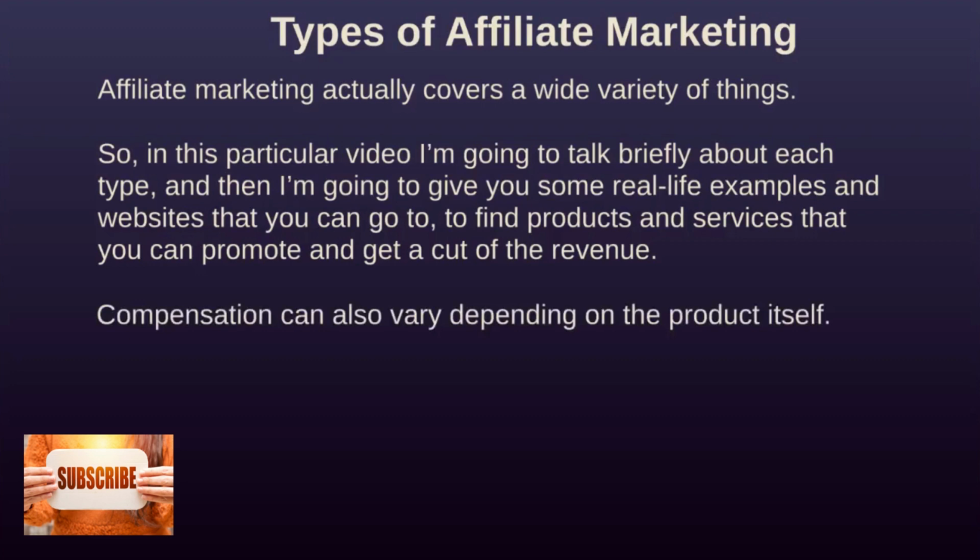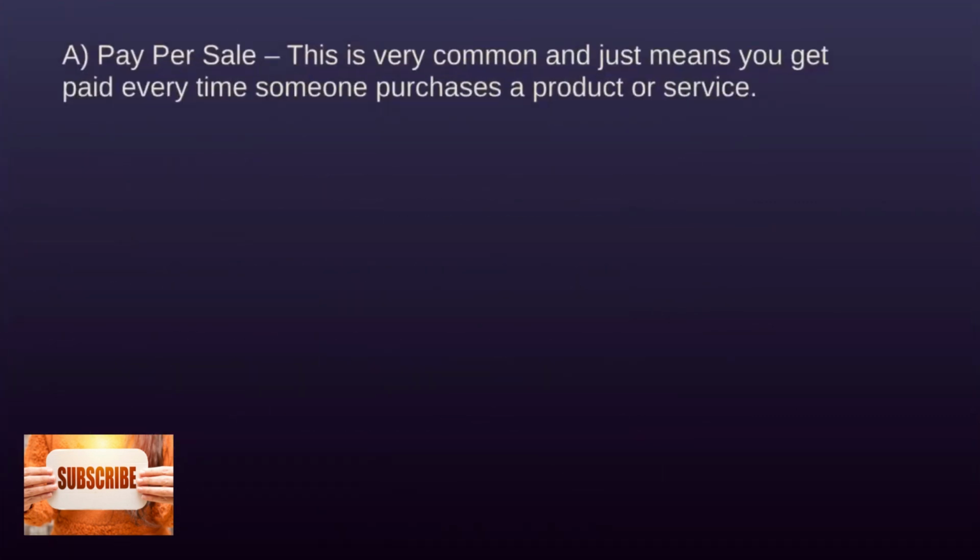Now, compensation can also vary depending on the product itself. So let's talk about the first type. The first type is pay per sale. This is actually very, very common, and most affiliate programs cover pay per sale. All this means is that you get paid every single time somebody purchases a product or a service.